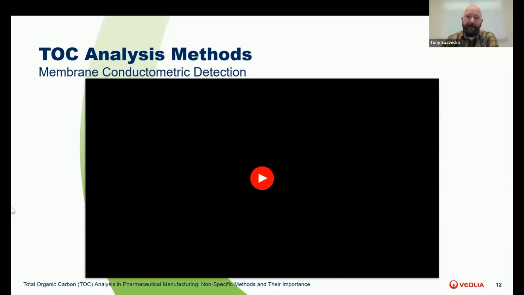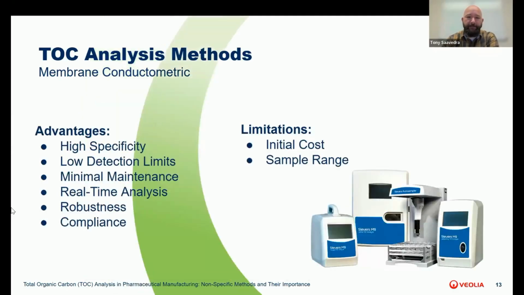So now that we've seen how this method measures TOC, let's look at the advantages and disadvantages. There are several key advantages to this method, as you can see from the video alone. We see that high specificity is an advantage because this method is measuring only CO2. This eliminates the possibility of interference from other ions or compounds. Membrane conductometric can also detect very low levels of TOC, often down to the parts per billion or parts per trillion in specific applications, which is crucial for ultra-pure water used in pharmaceutical manufacturing.